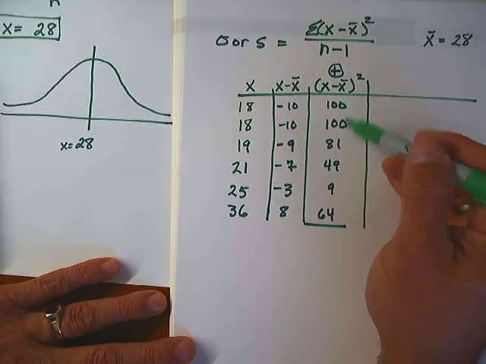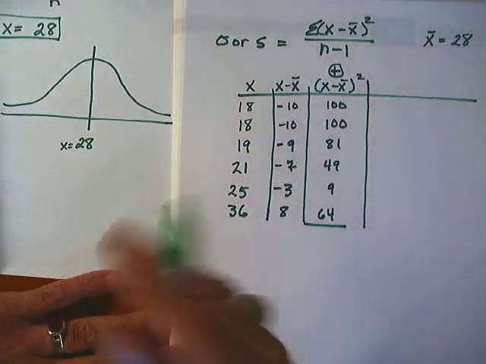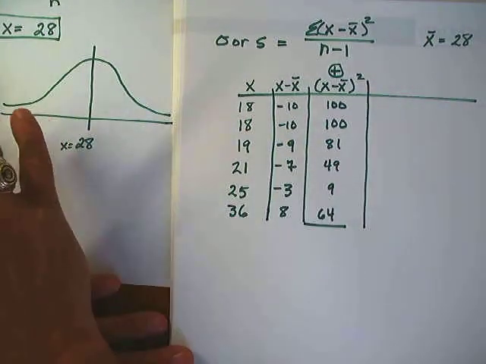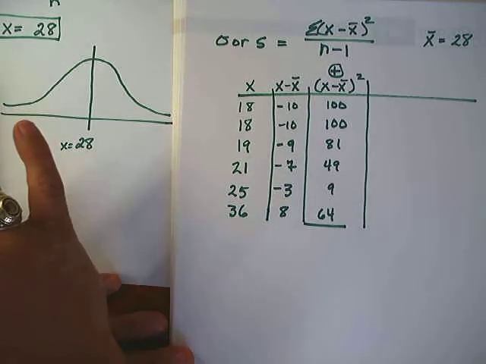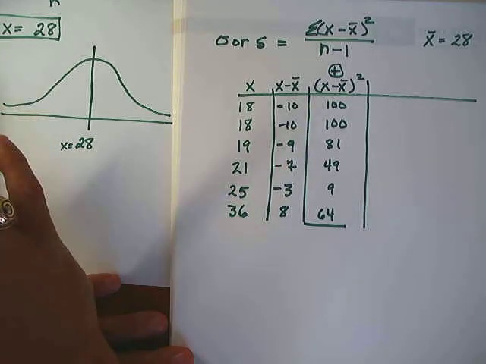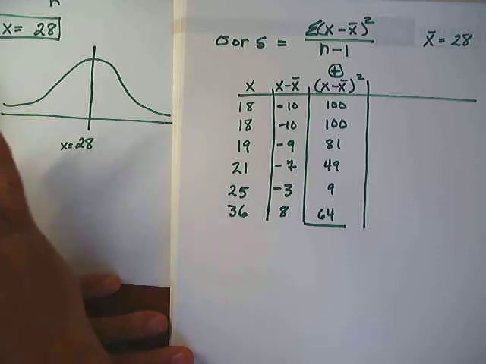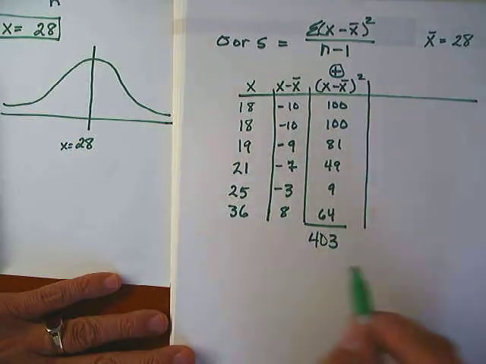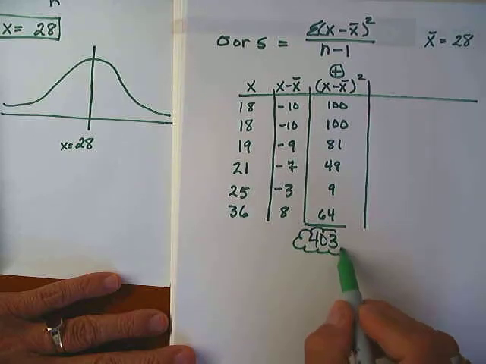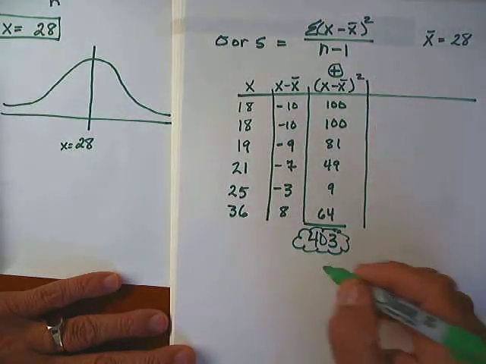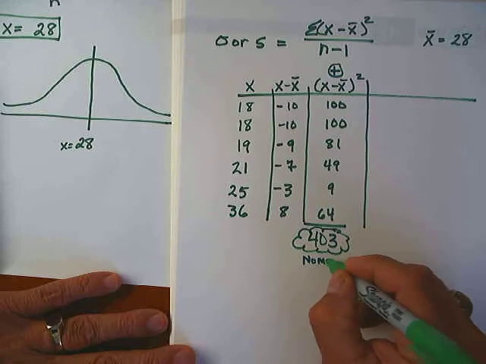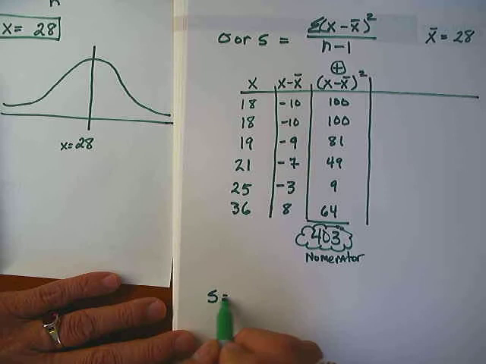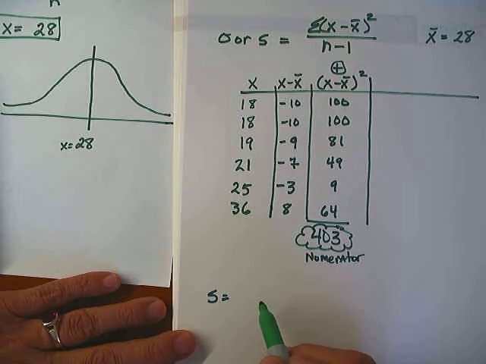Notice that all of these are plus. Why? Because you're squaring. Anything squared is going to be plus, and it just works out nice that way. So 281 plus 58 plus 64. I get 403. And that right there is our numerator for this.